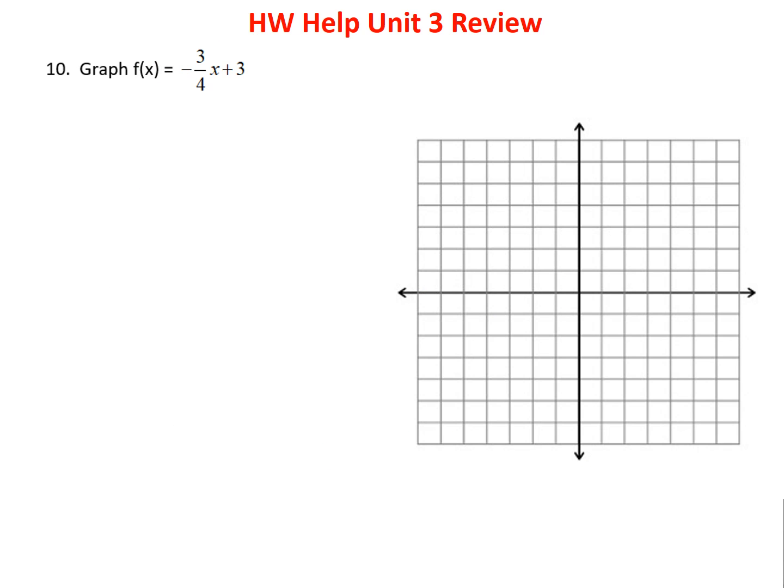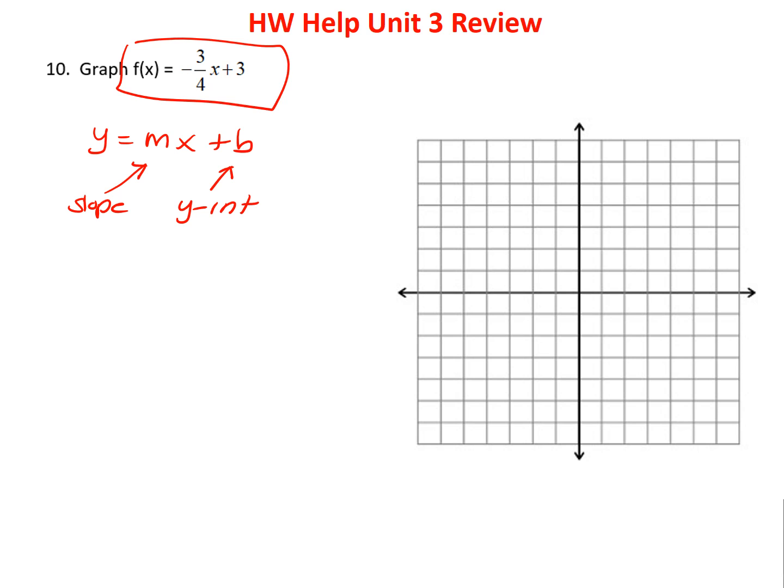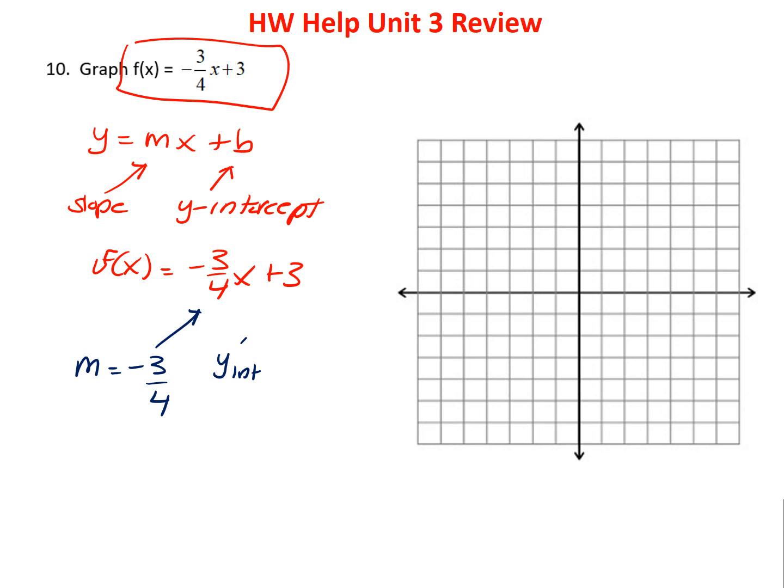Problem 10 gives us a function here and asks us to graph it. Now notice that it is in the slope-intercept form, y equals mx plus b, and when you have it in that form, this is your slope and this is your y-intercept. Okay? So as I write this equation down here, f of x equals minus 3/4 x plus 3, I can see there's my slope. My slope is minus 3 over 4, and my y-intercept is 3, or the point 0, 3. So let's just graph that.